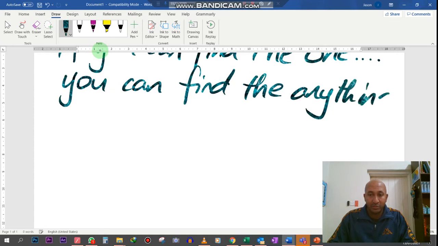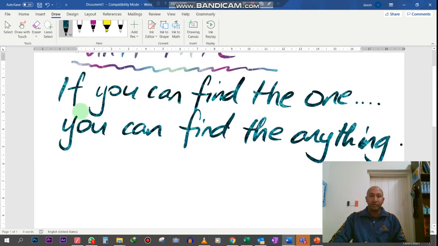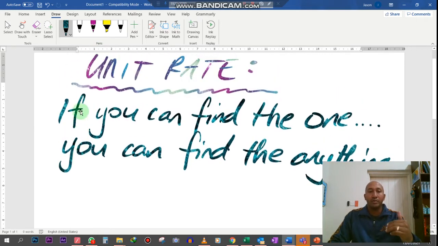Well, that's what we're going to look at today. If you can find the one, you can find the anything, is all about unit rate. A unit rate is a type of calculation that we use in ratio and proportion in order to find the value of any given amount of something. So for example, if I had to say to you, 4 cans of Coke cost 10 kwacha, what is the cost of 14 cans of Coke?